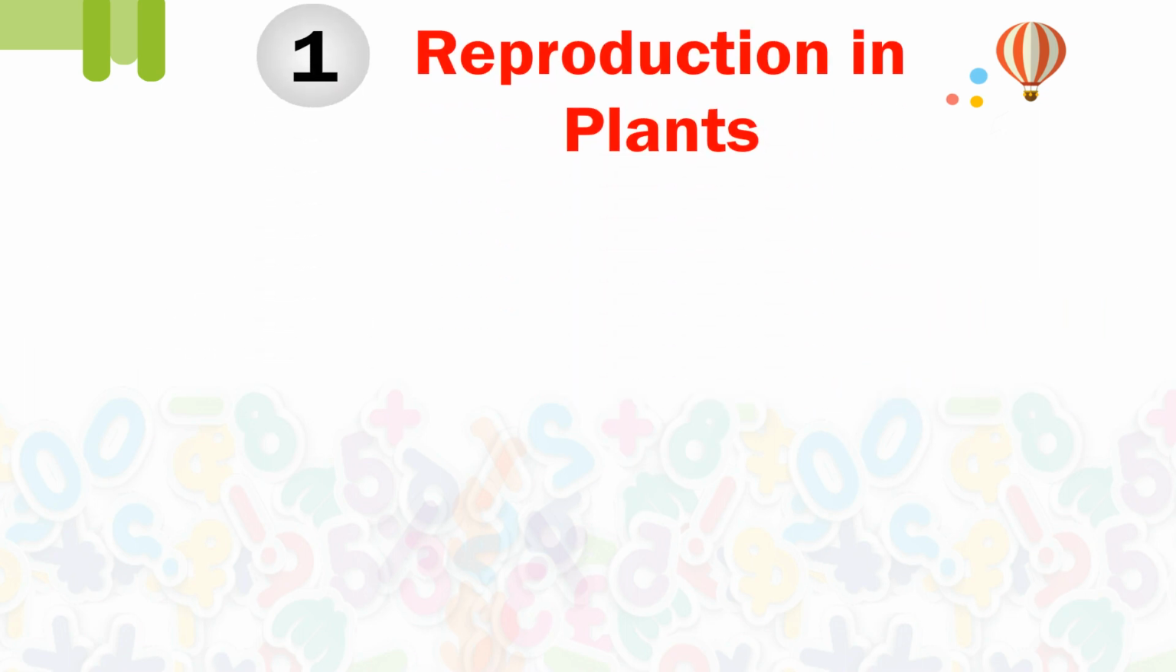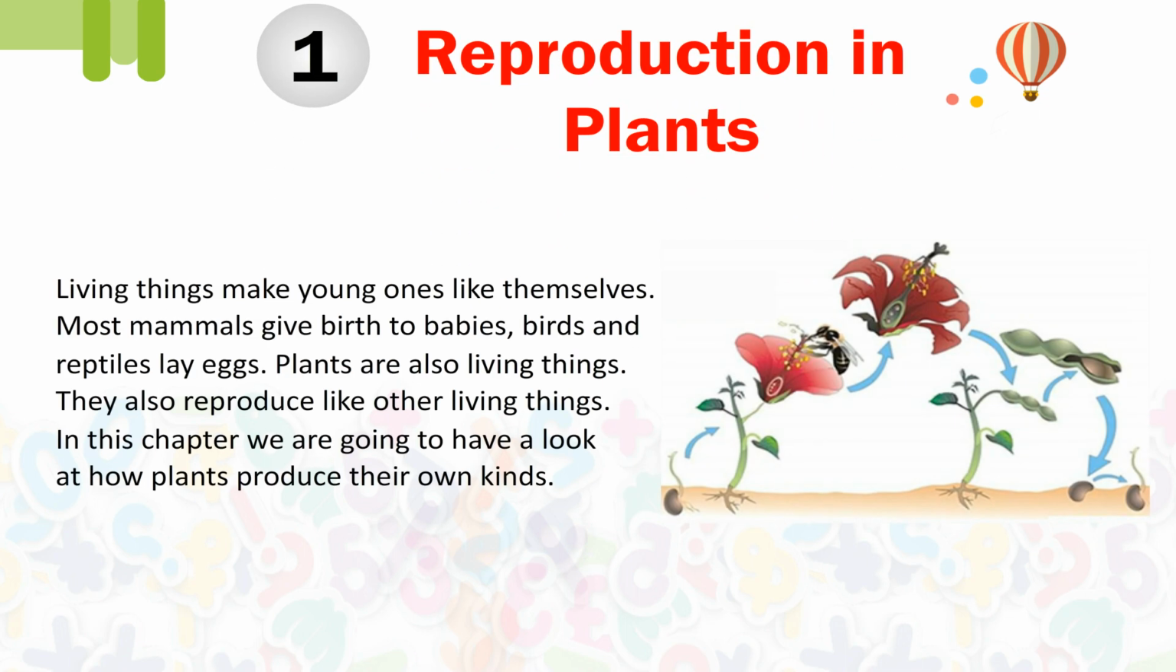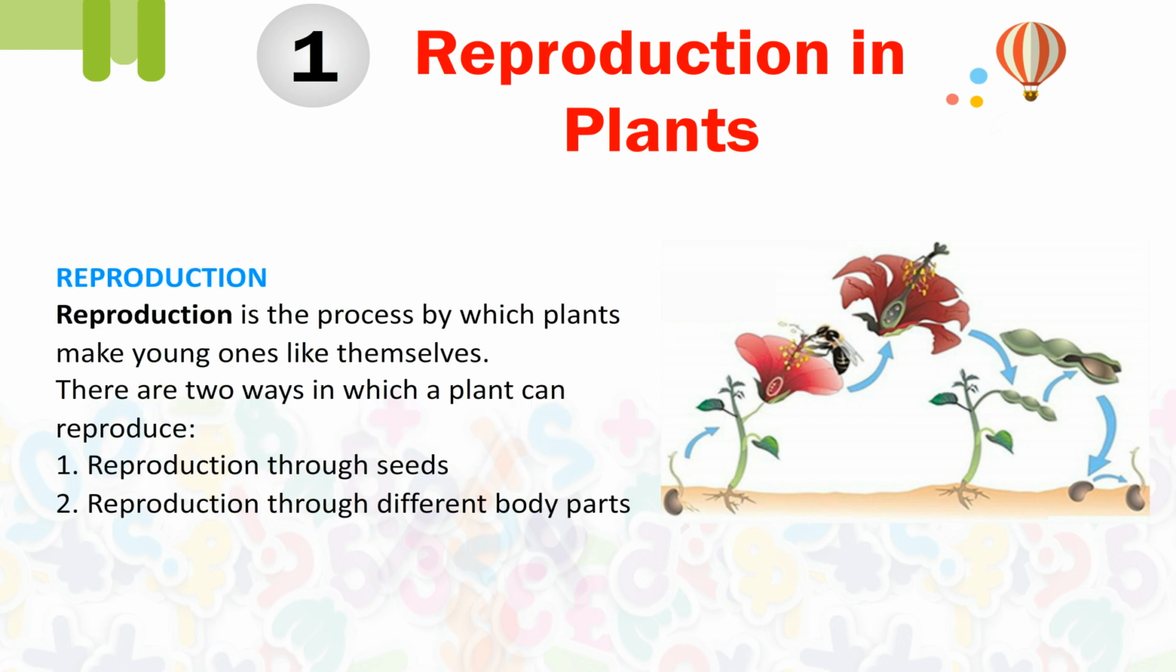Chapter 1, Reproduction in Plants. Living things make young ones like themselves. Most mammals give birth to babies, birds and reptiles lay eggs. Plants are also living things. They also reproduce like other living things. In this chapter, we are going to have a look at how plants reproduce their own kinds.